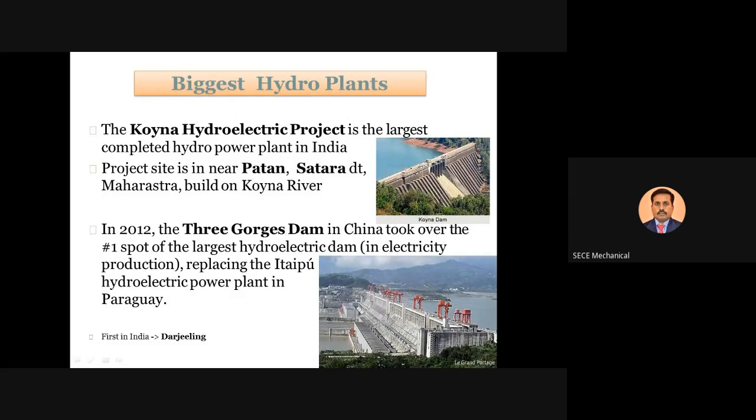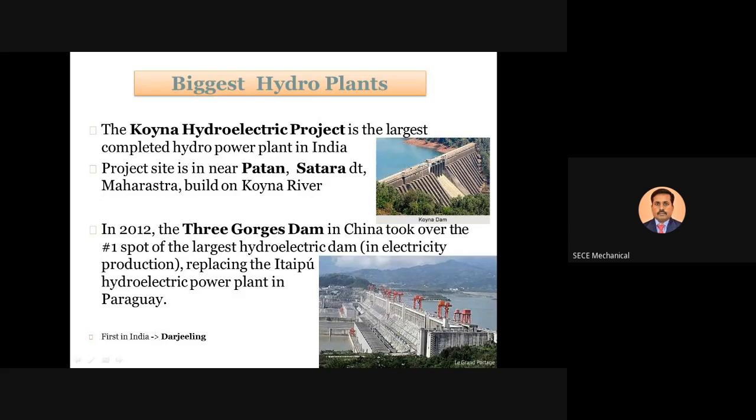That power plant's name is Koyna hydroelectric power plant. The power plant is built on the Koyna River. You have heard about the Koyna River, in the Maharashtra region of India. On that river our government constructed the Koyna hydroelectric power project. So this is the largest hydro power plant in India.